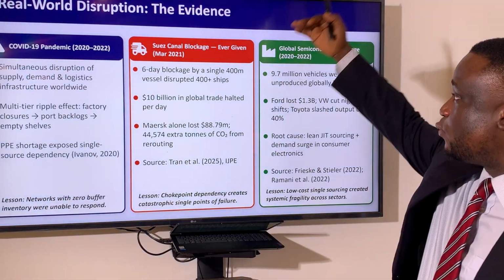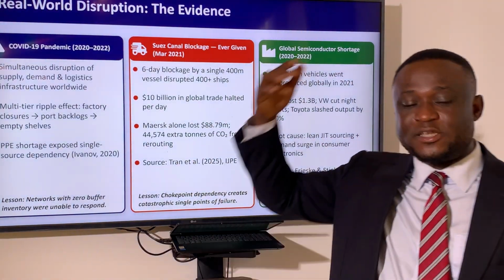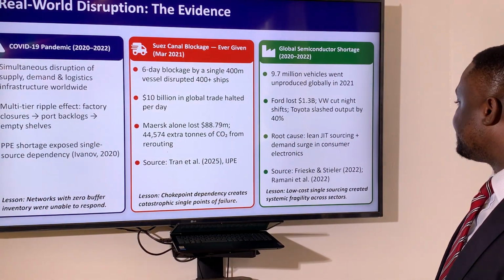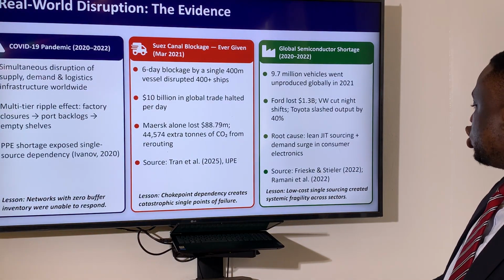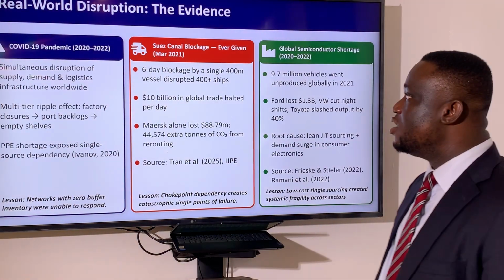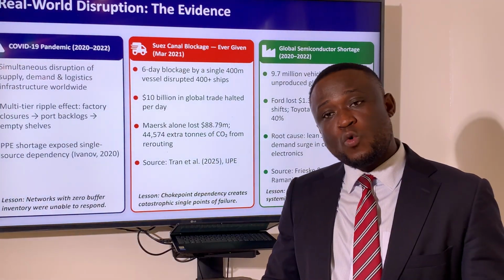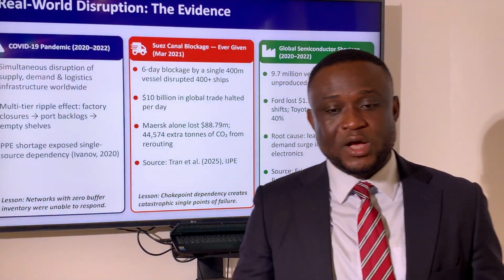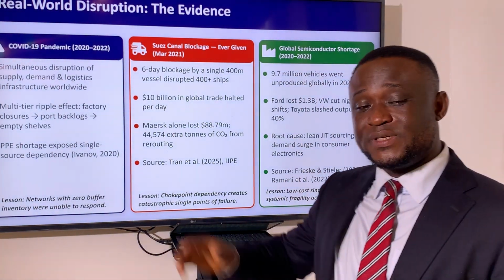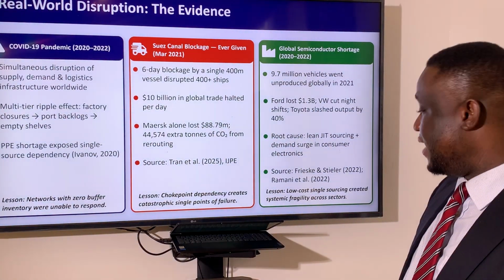If not, when these disruptions happen, there is a strong impact on the economies, employment, and everything, right? And the lesson here is that low-cost single sourcing creates systematic fragility across sectors. So this real-world example is a clear indication and evidence that we should always have variety in conducting business. We should always have options to be able to withstand these shocks. We'll be looking at a video in relation to real-world examples.